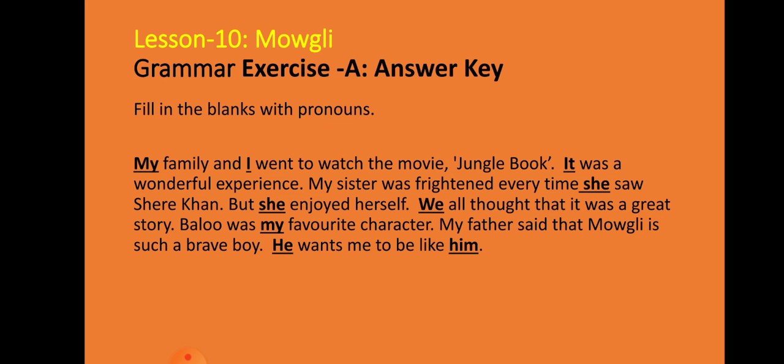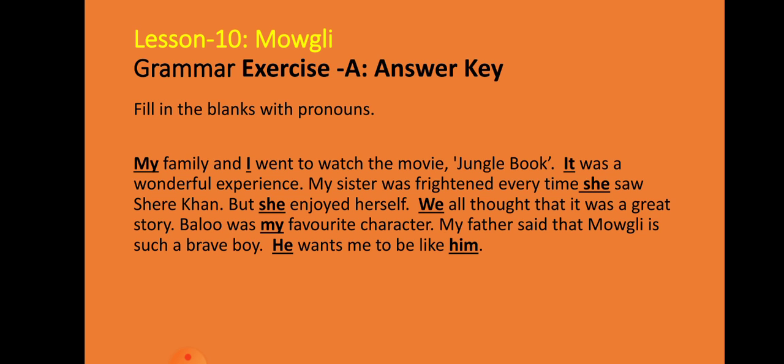So you see children, here we have not used any names. We have used a word that comes for a name. Such words are called pronouns. And here we have used first person pronouns and third person pronouns. First person pronouns are my, we. And the third person pronouns are it, she, and he, him. All these are third person pronouns.